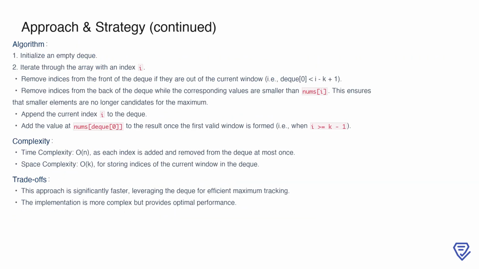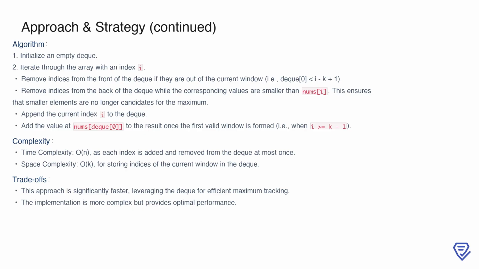To improve efficiency, we turn to an optimized approach using a deque, which is a double-ended queue. The key idea is to maintain the indices of elements in the current sliding window in such a way that we can quickly determine the maximum. The deque is structured to ensure that the indices within it are in decreasing order of their corresponding values in the array, from front to back.